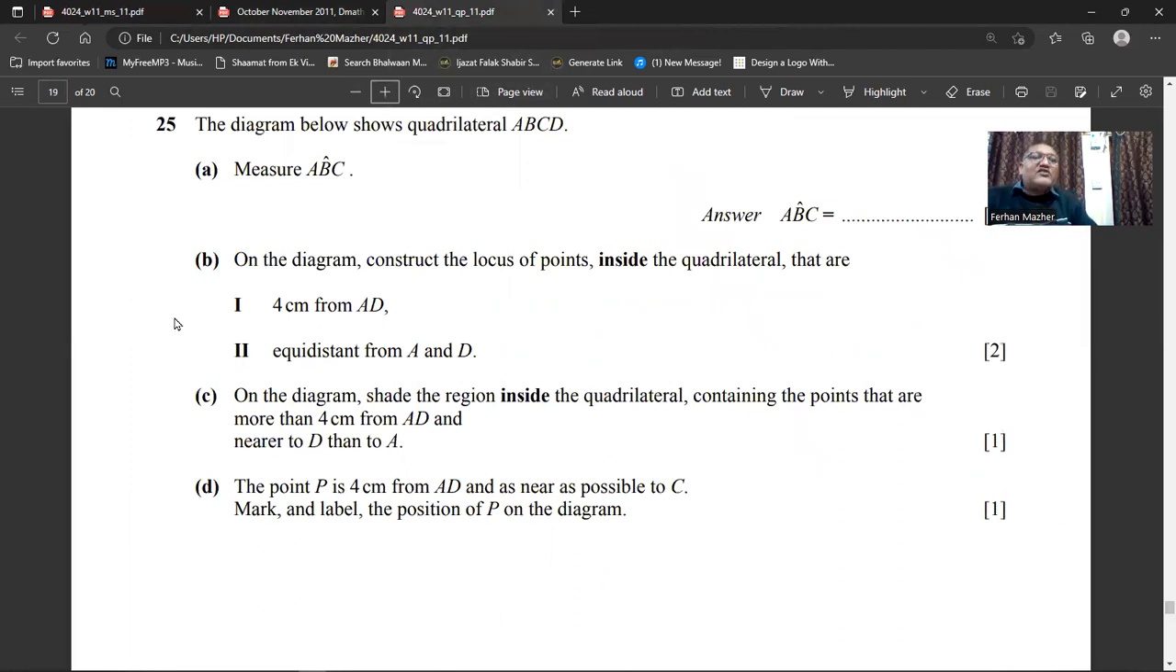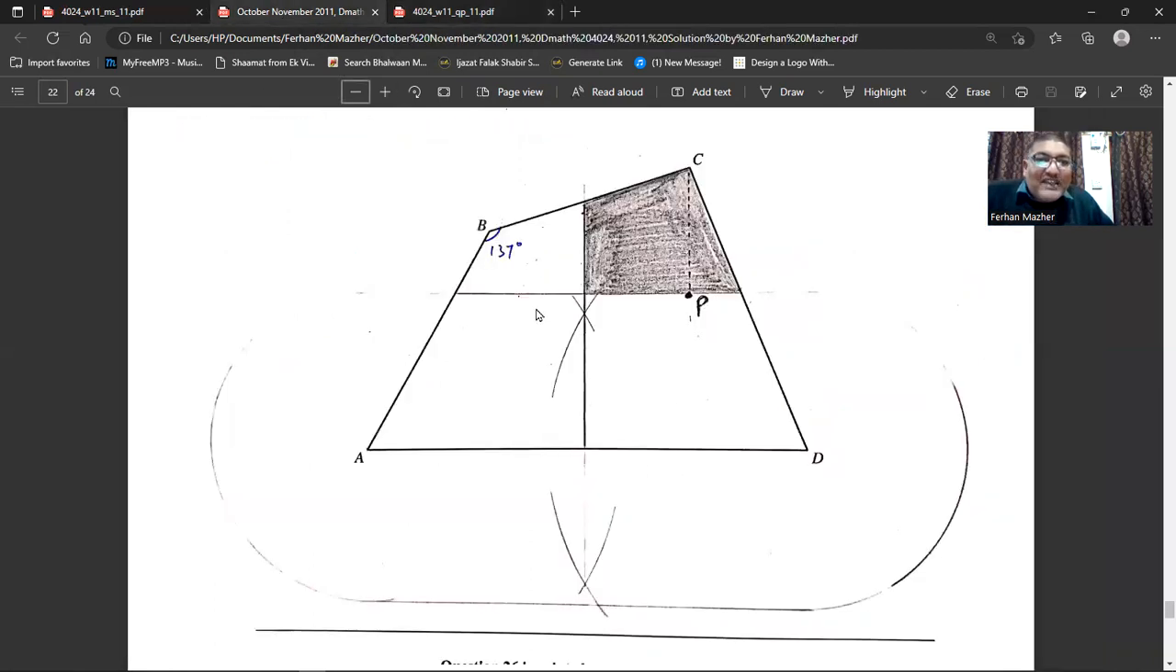Then it says on the diagram, shade the region inside the quadrilateral. So you have to remain inside the quadrilateral containing the points that are more than 4 centimeter from AD. This is the line which is at 4 centimeter from AD. So you have to remain above this line, and inside the quadrilateral.